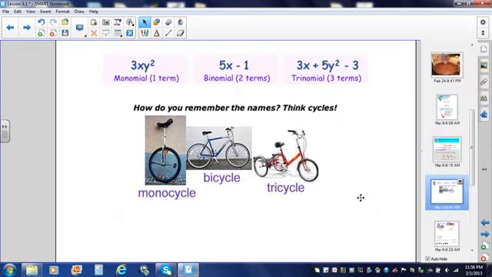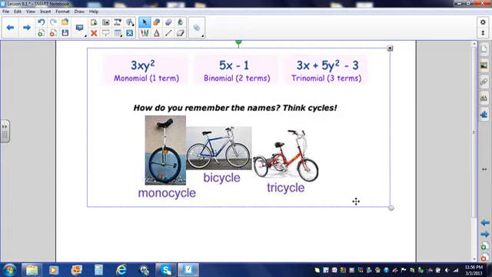So here's an easy way you can remember the name. Think cycles. A monocycle, one wheel. Monomial, one term. A bicycle, two wheels. Binomial, two terms. Tricycle, three wheels. Trinomial, three terms.